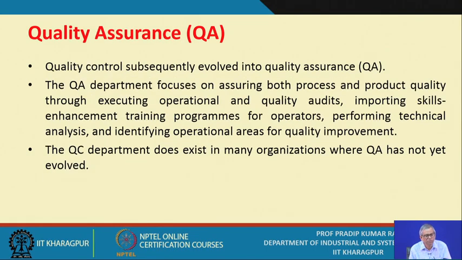Now, from the 60s onwards, quality control subsequently evolved into quality assurance. That means here is a system where I produce 100 consecutive items and I don't need to inspect or check each and every item. I am sure that the 100 consecutive items I produce are all of good quality. There will not be a single defective, but beyond 100 units I do not know.